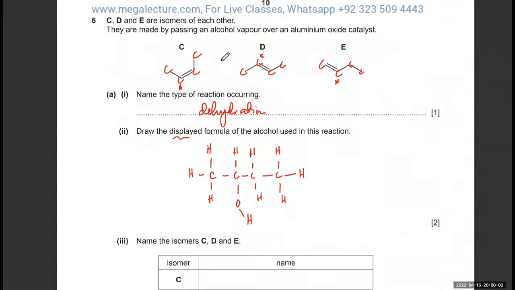Name the isomers C, D and E. So this is but-2-ene. This one is also but-2-ene. And this one over here is but-1-ene. How do you differentiate the two but-2-enes? What would you call this one and what would you call this one? Both of them are but-2-enes, but how do you differentiate them?